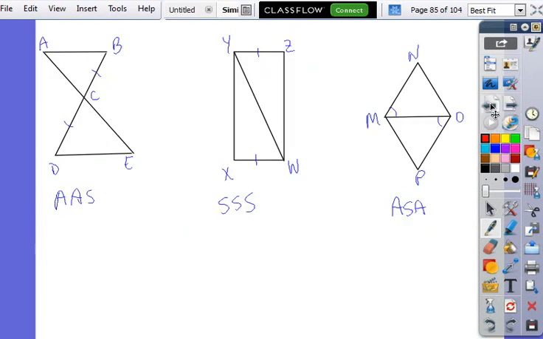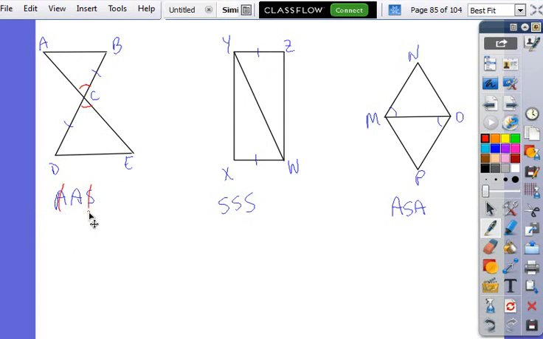All right, look at these right here real quick. What else can I put in there? I can do my vertical angles. So that's going to work right there. That takes care of one pair of angles. Side is listed. I'm missing the other angle.